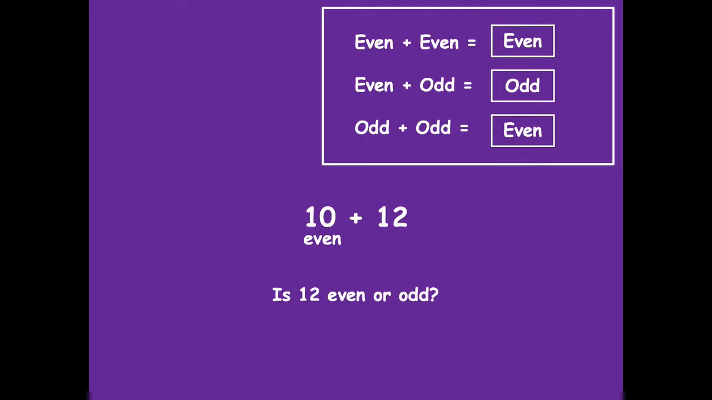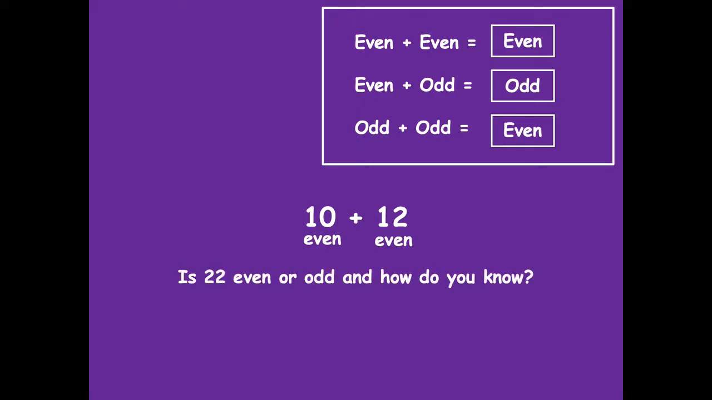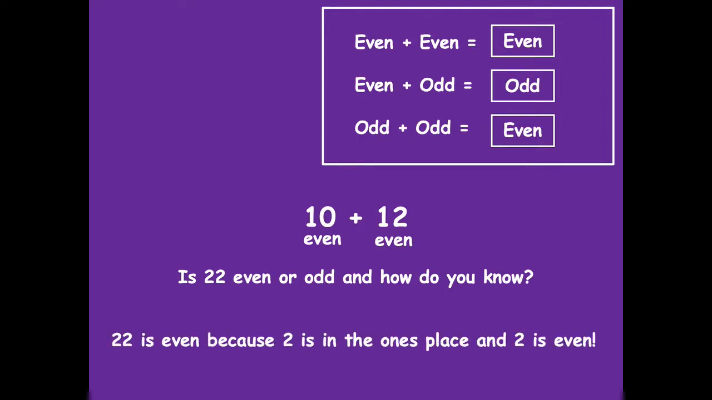Is 12 even or odd? It's even, right? Because it ends in a 2 in the ones place. So what's 10 plus 12? Yeah, it's 22. Is 22 even or odd, and how do you know? Well, 22 is even because 2 is in the ones place and 2 is even. Also, remember, back up to an even number plus an even number equals an even number, so you can use those rules to help us.